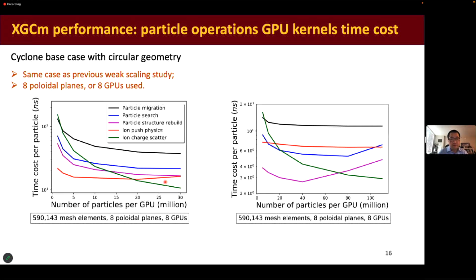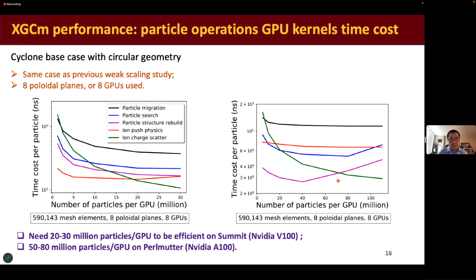This is the result on Perlmutter. Somehow it did not show this. This is the result on Summit. This is the result on Perlmutter. Basically, you can see a similar trend. It tells us we need at least 20 to 30 million particles per GPU to be efficient on the Summit computer, or 50 to 80 million particles per GPU on the Perlmutter computer. This corresponds with the different GPU memory.